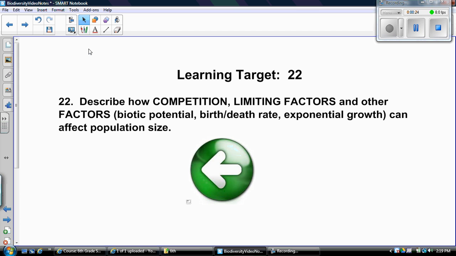You will be able to describe how competition, limiting factors, and other factors like biotic potential, birth and death rates, and exponential growth can affect population size. So the whole point of our notes is to go over what is going to affect whether a population is going to increase, decrease, or stay the same.